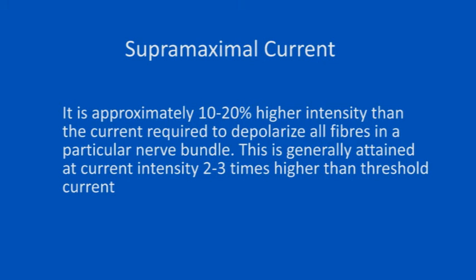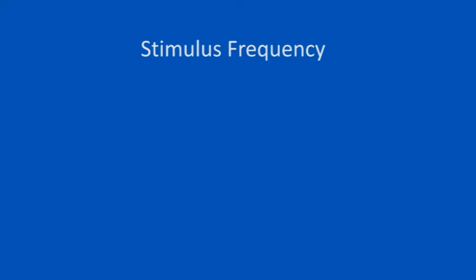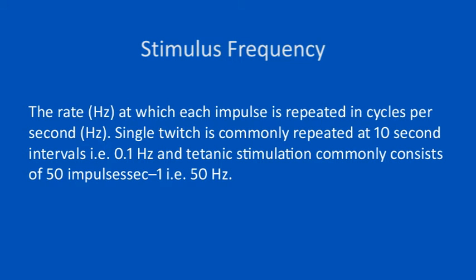Supramaximal current. It is approximately 10 to 20% higher intensity than the current required to depolarize all fibers in a particular nerve bundle. This is generally attained at a current intensity of 2 to 3 times the threshold current. Stimulus frequency is the rate at which each impulse is repeated, in cycles per second. For example, a single twitch is commonly repeated at 10 second intervals, that is 0.1 Hz, and a tetanic stimulus commonly consists of 50 impulses per second, that is 50 Hz.